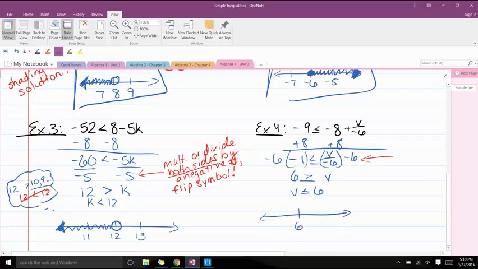When you graphed it, you should have 6, 5, 7, closed boundary on 6 because 6 is a solution. 6 is less than or equal to 6. And all the other numbers that are less than are here. And there you have it.